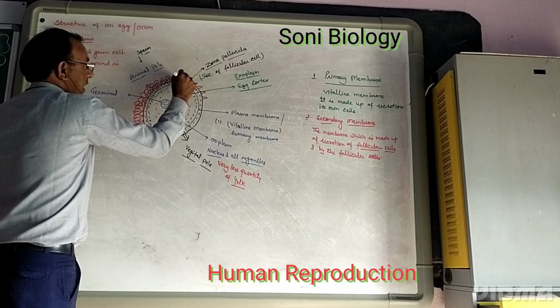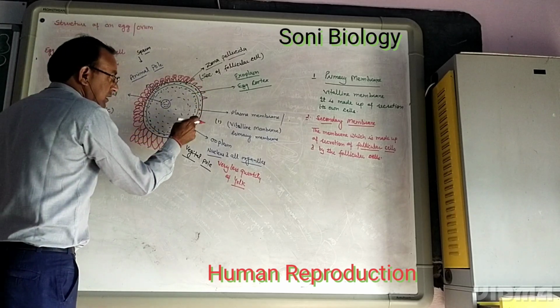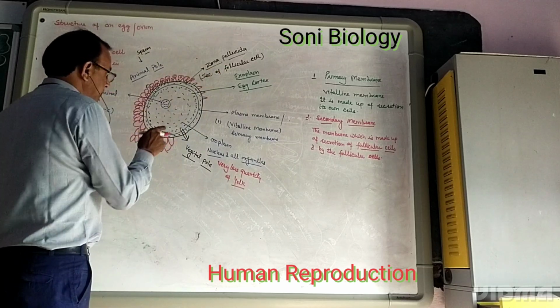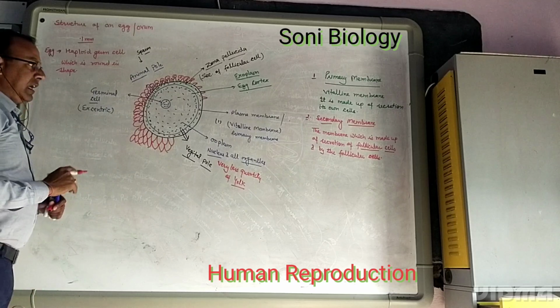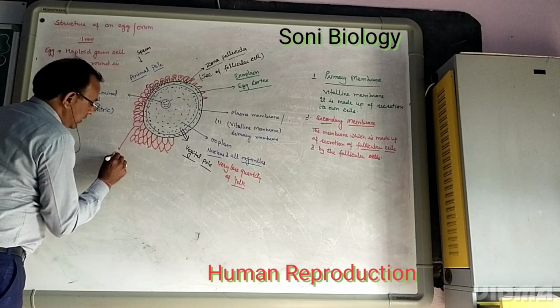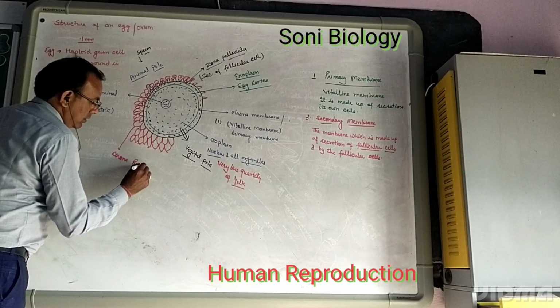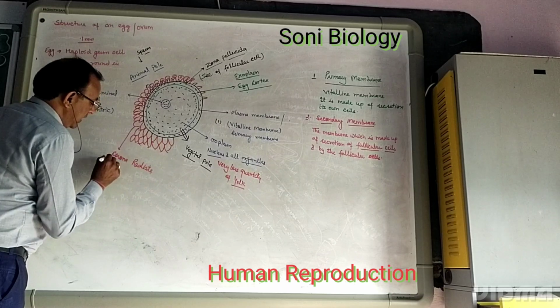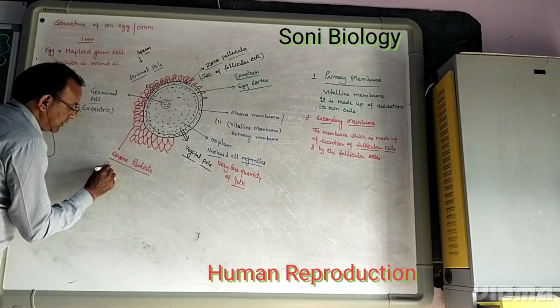This membrane is made up of follicular cells, not a secreted substance. The secreted substance layer is known as the zona pellucida. The layer which is produced by the follicular cells is called the corona radiata. The corona radiata membrane is produced by the follicular cells.